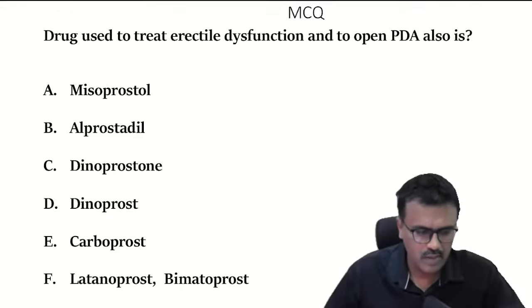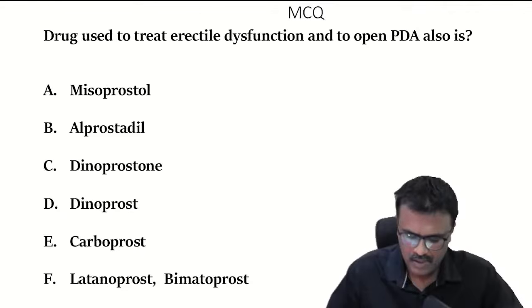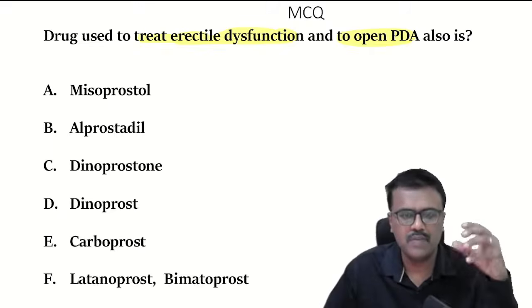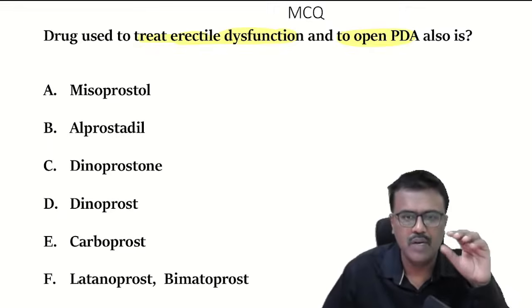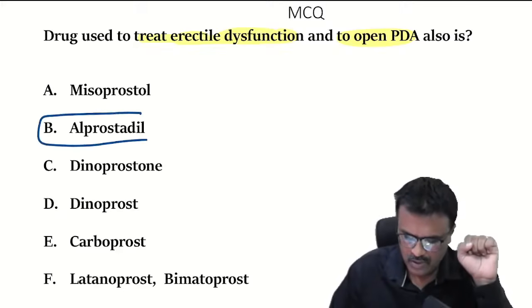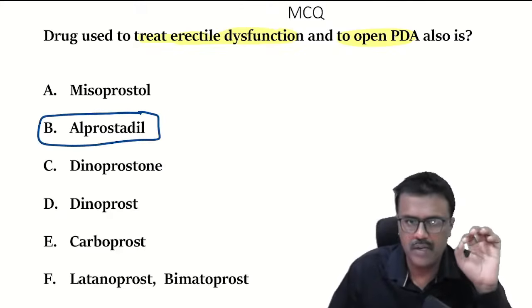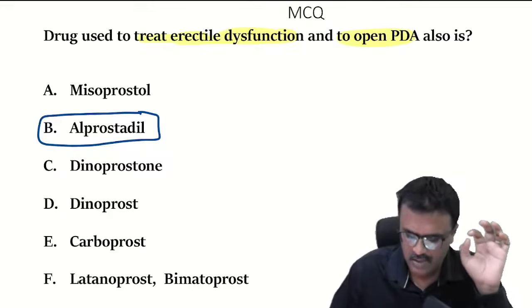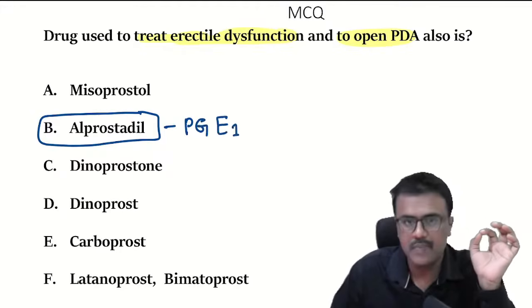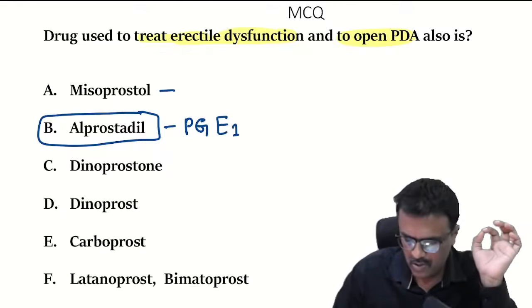Now let us move on to another question. Drug used to treat erectile dysfunction and open PDA also. So what is the purpose of this MCQ? It is to understand various prostaglandin preparations. Now the drug which is used for erectile dysfunction and open PDA is alprostadil. It's a prostaglandin E1 analog. We have misoprostol also, which is prostaglandin E1.